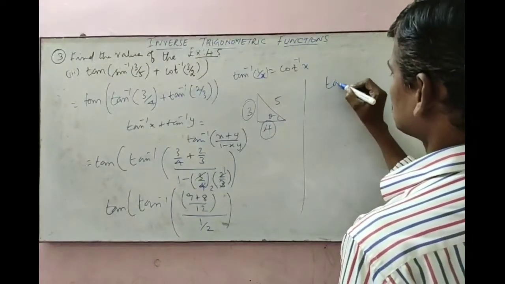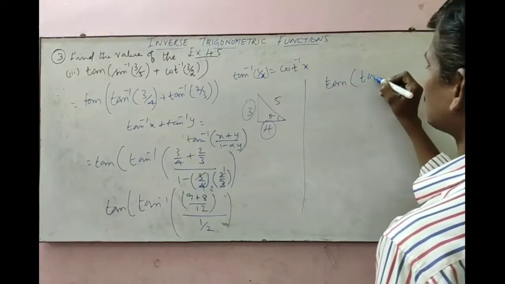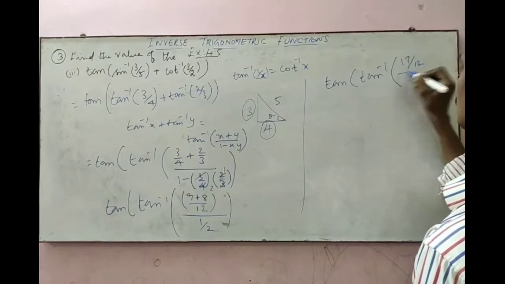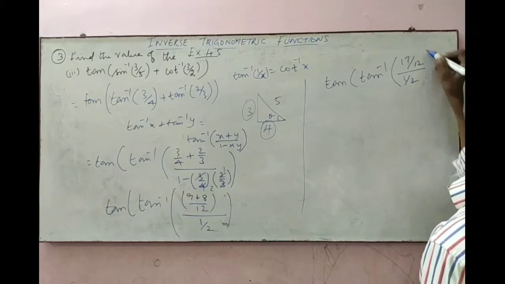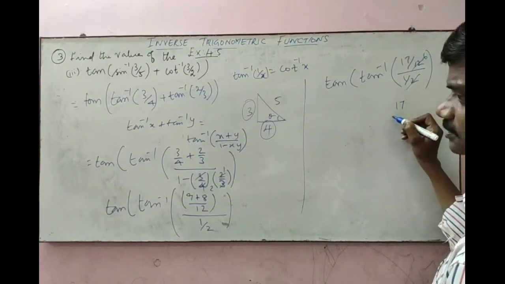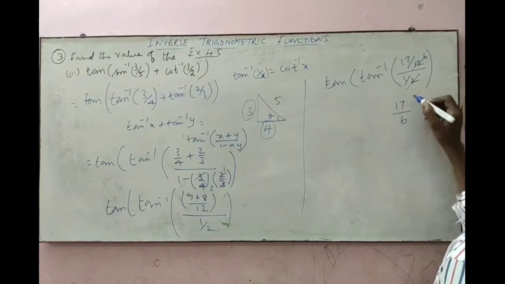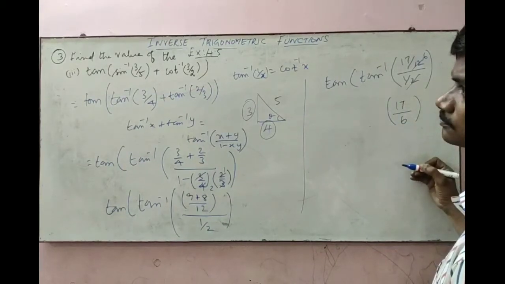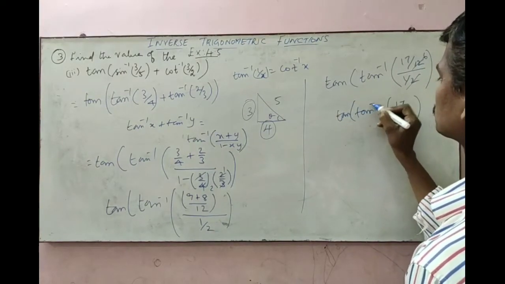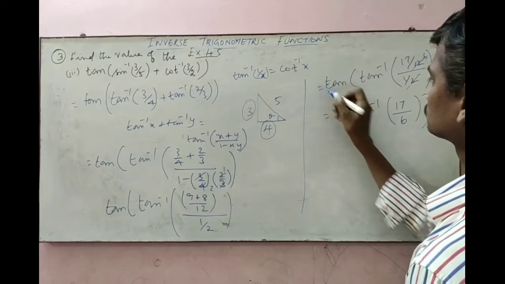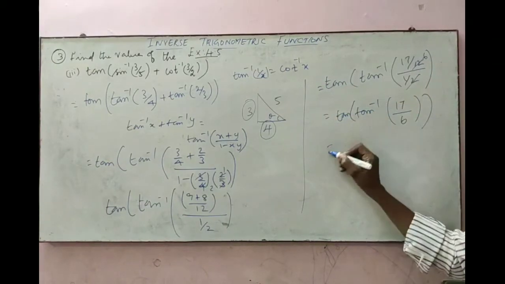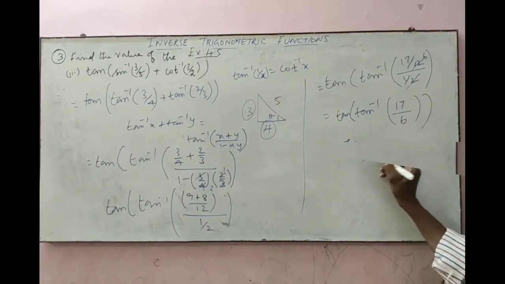Next step, the tan into tan inverse of 17 by 12 whole divided by 1 by 2. So if you cancel this, you will get 17 by 6. So tan into tan inverse of 17 by 6. Tan inverse and tan gets cancelled. The answer is 17 by 6.